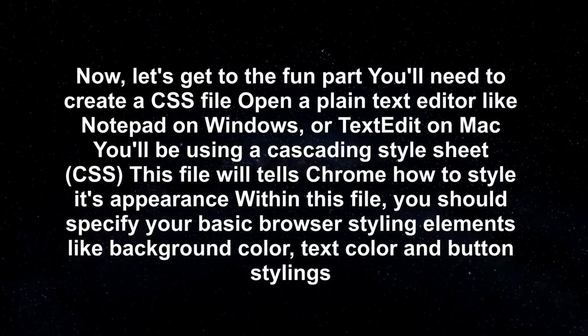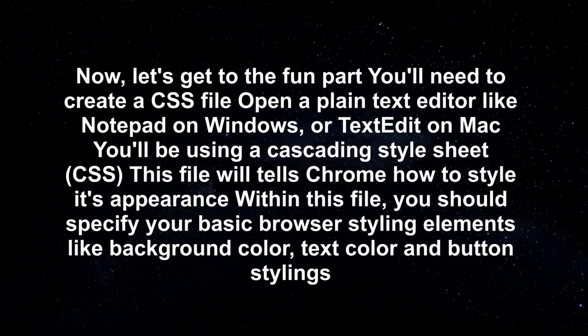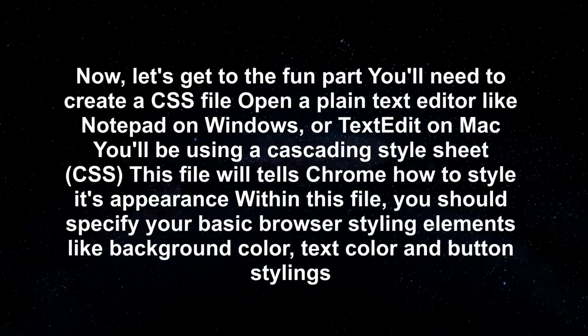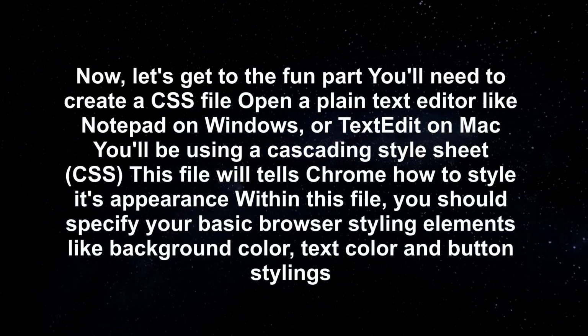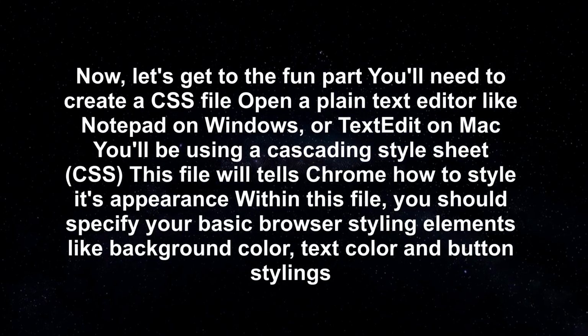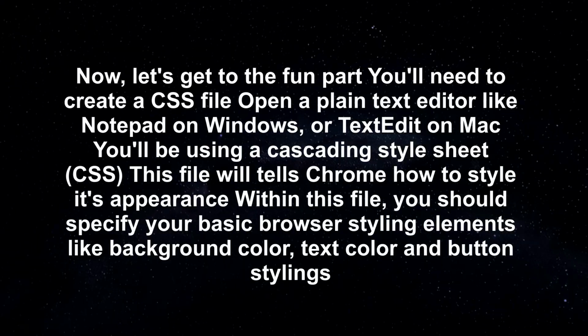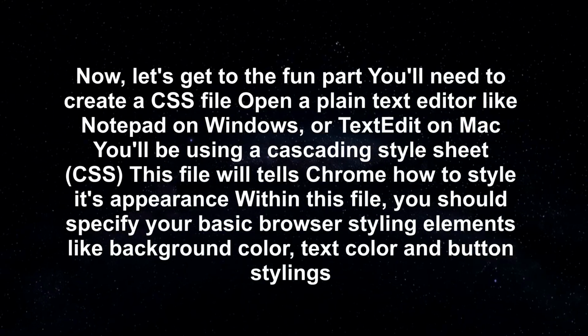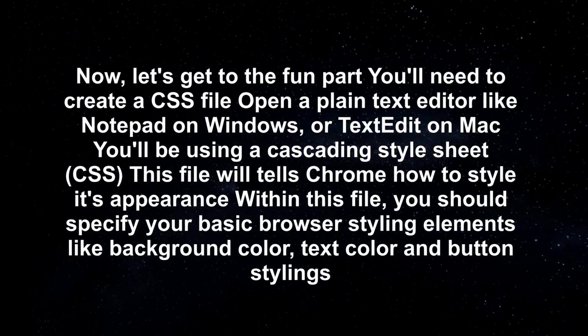Now, let's get to the fun part. You'll need to create a CSS file. Open a plain text editor like Notepad on Windows or TextEdit on Mac. You'll be using a Cascading Style Sheet, CSS. This file will tell Chrome how to style its appearance. Within this file, you should specify your basic browser styling elements like background color, text color, and button stylings.